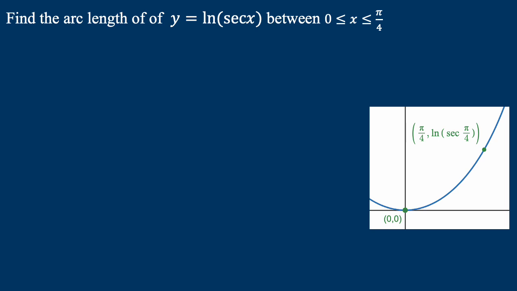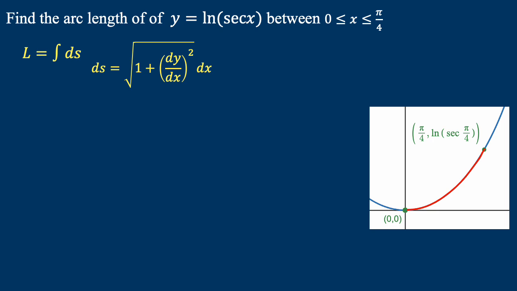Let's have one more example. This time the curve is going to be y equals ln secant x, between x equals 0 and pi over 4. So we're going to use the arc length formula with respect to dx this time too, guys, okay? The arc length formula is the integral of ds, and ds is going to be square root of 1 plus (dy/dx) squared, dx.